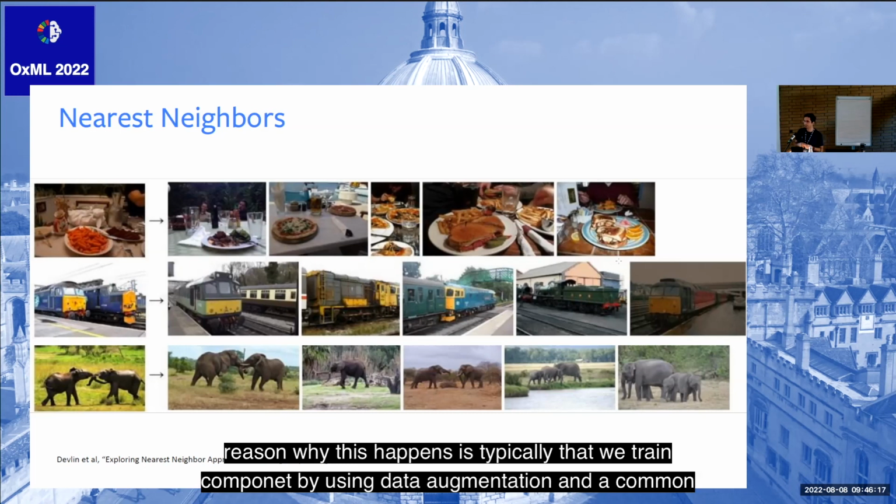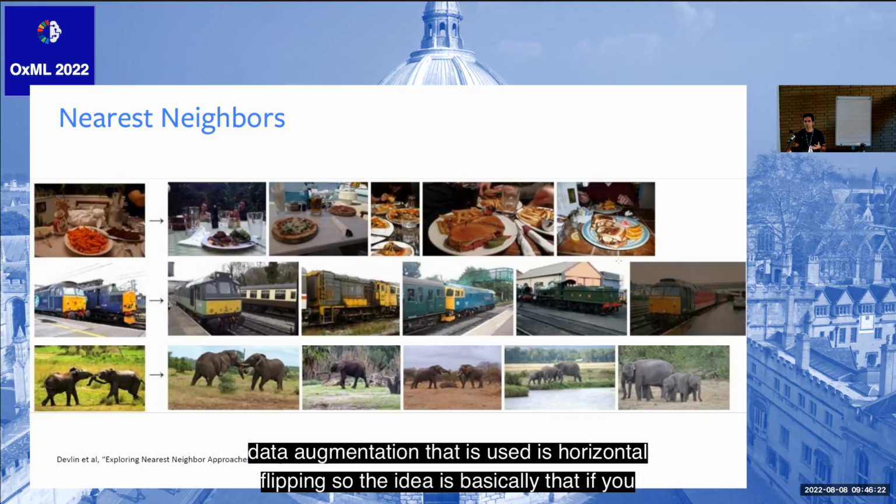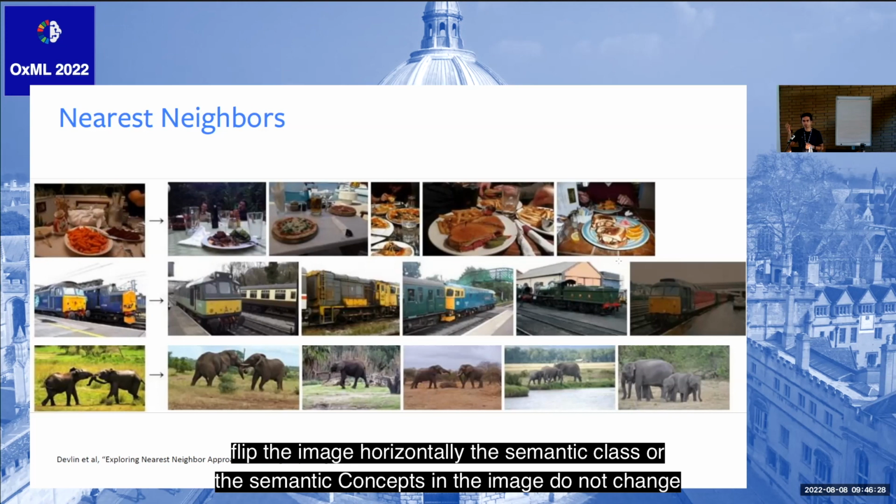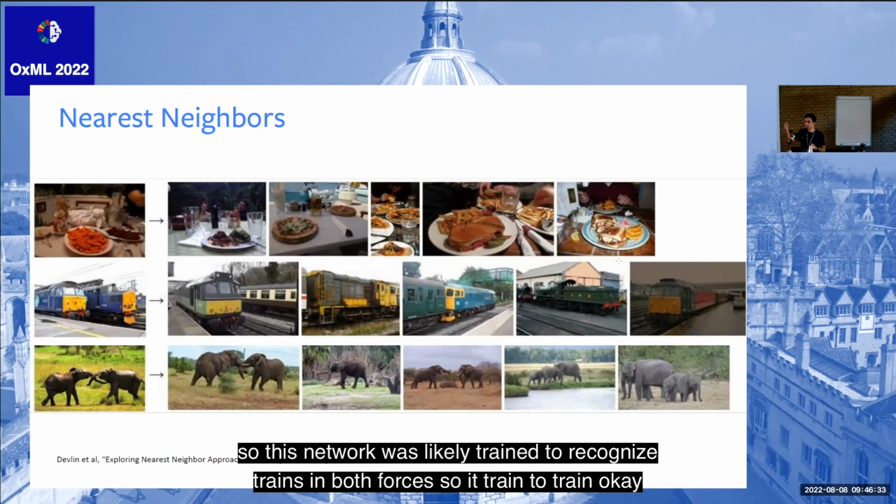The other reason why this happens is that we typically train ConvNets using data augmentation, and a common data augmentation that is used is horizontal flipping. The idea is that if you flip the image horizontally, the semantic class or the semantic concepts in the image do not change. So this network was likely trained to recognize trains in both poses. Basically you take the input image and then you flip it left to right. And then you're asking it to predict the same exact concept, so bird or whatever, in both versions of the input image. And so naturally, it also reduces the sensitivity of this ConvNet to that particular pose of the input object.